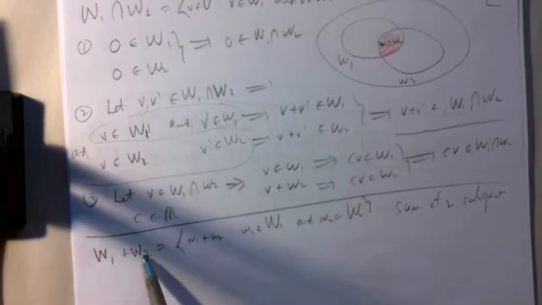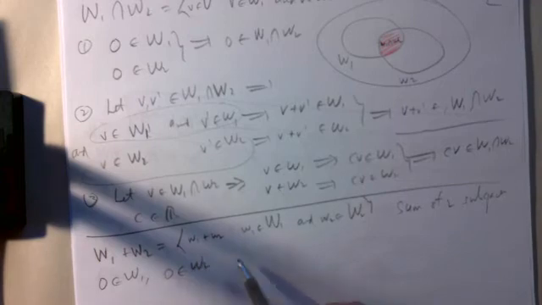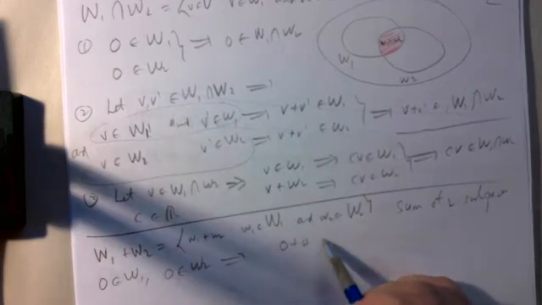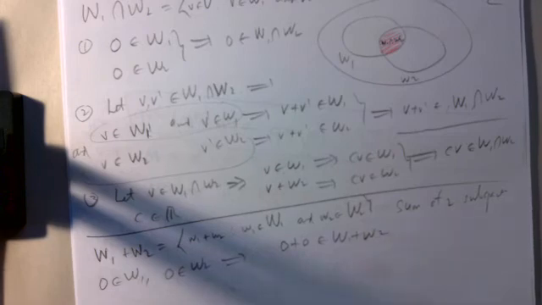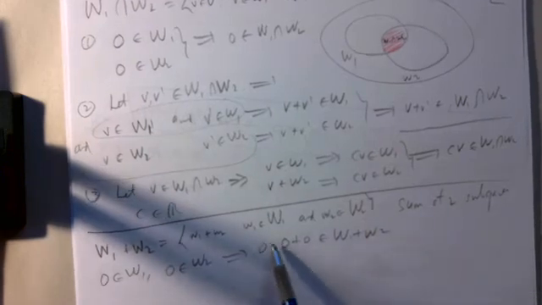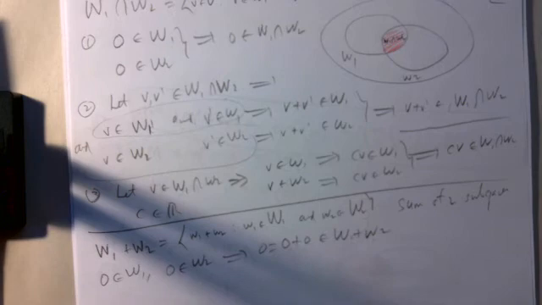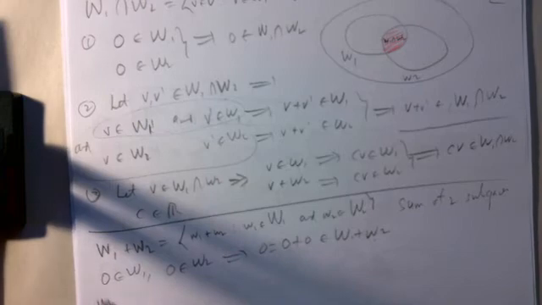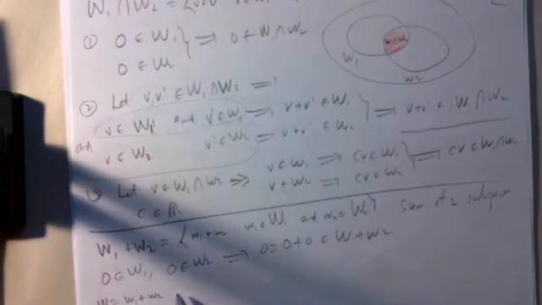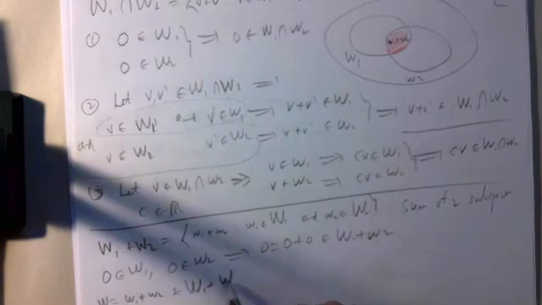Because these are both subspaces, 0 is in W1, 0 is in W2, so 0 plus 0 is in W1 plus W2. But of course, 0 plus 0 is 0. So the sum contains the zero vector. And suppose we have vectors in here. Let's start with one. Suppose we take w equal to w1 plus w2, so w is in the sum of these two subspaces.